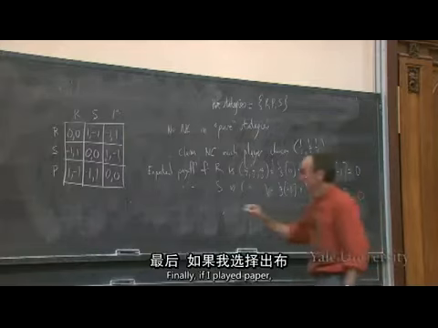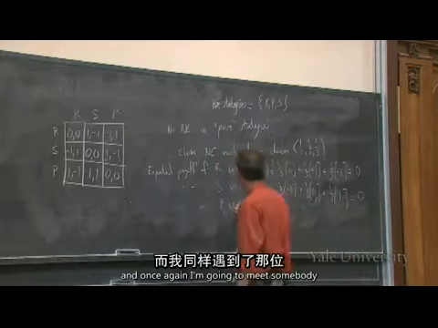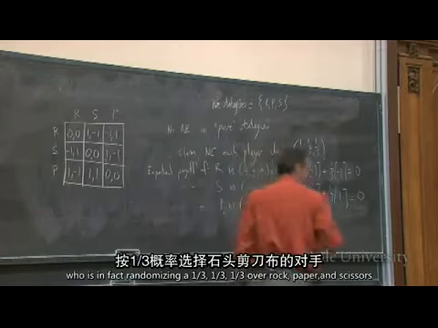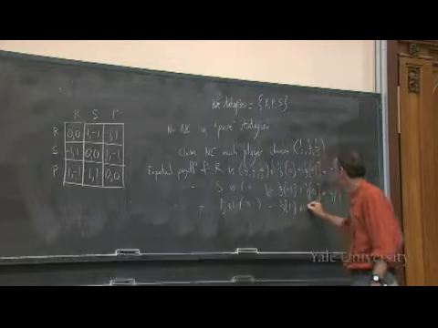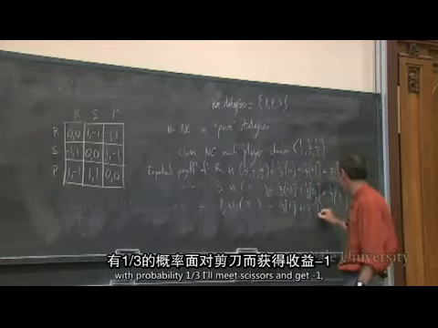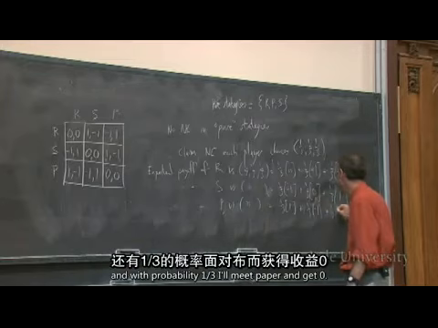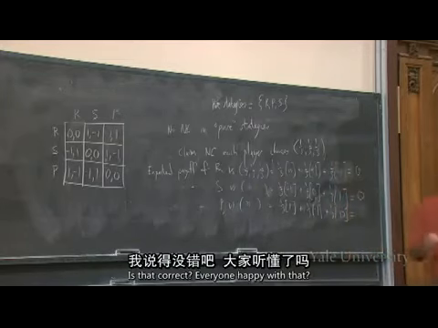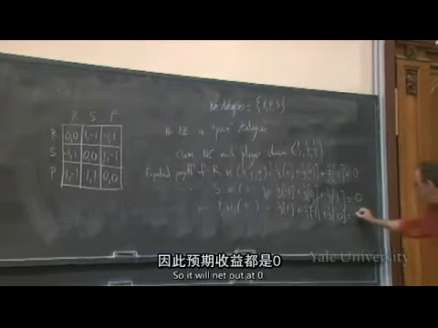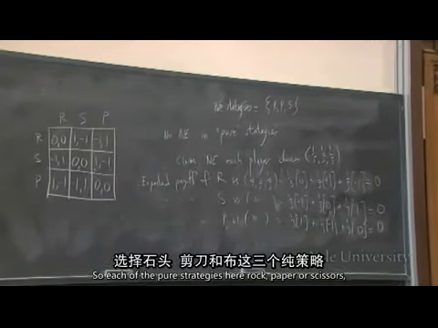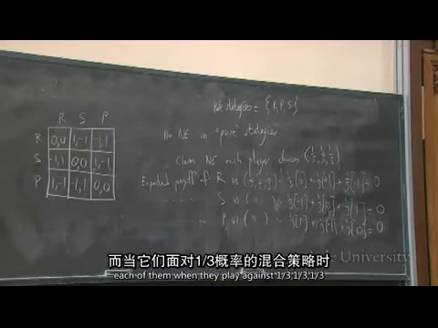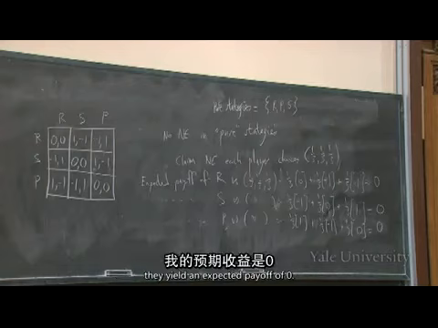Right? And finally, if I played paper, and once again I'm going to meet somebody who is in fact randomizing a third, a third, a third over rock, paper, and scissors, then with probability a third, I'll meet a rock and get 1. With probability a third, I'll meet scissors and get -1. And with probability a third, I'll meet paper and get 0. Is that correct? Everyone happy with that? And so it'll net out at 0. So each of the pure strategies here, rock, scissors, and paper, each of them, when they play against a third, a third, a third, they yield an expected payoff of 0.